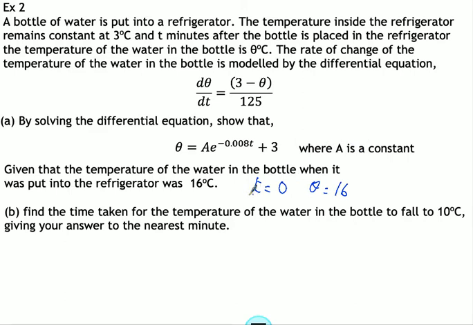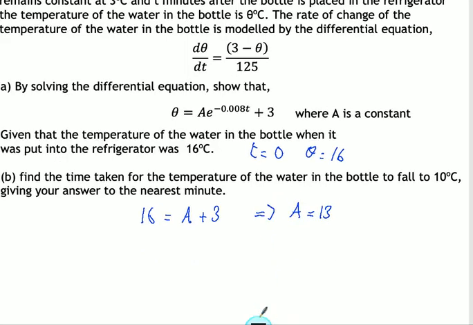So let's substitute that in to begin with. So 16 equals a plus 3. So a must therefore be 13. So that's a start. So now I can say that theta is 13e to the negative 0.08t plus 3.